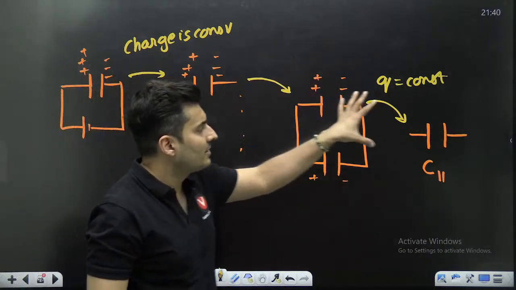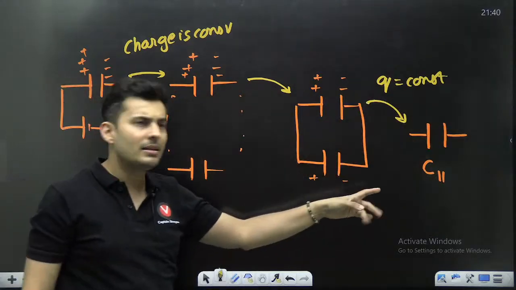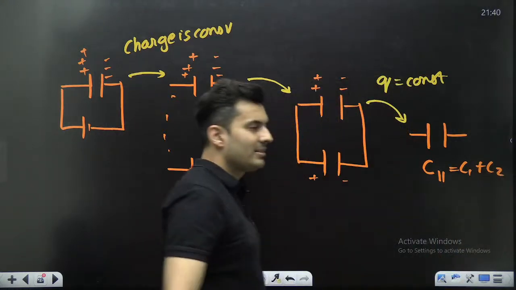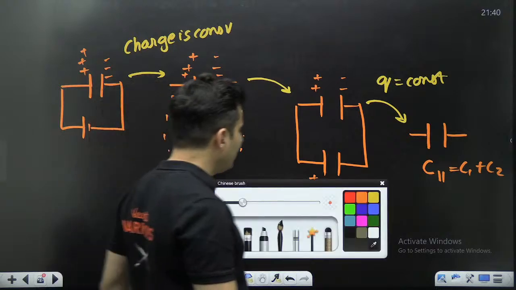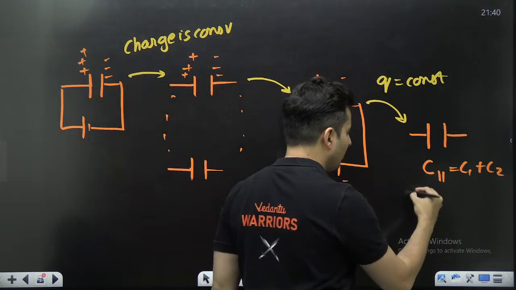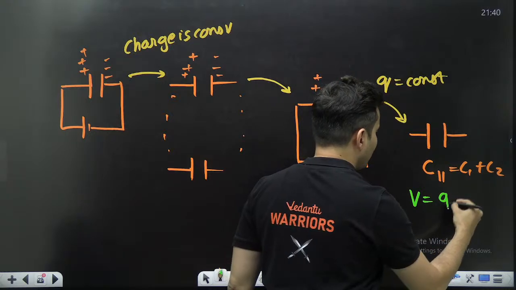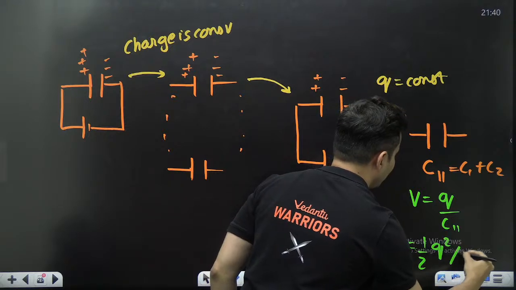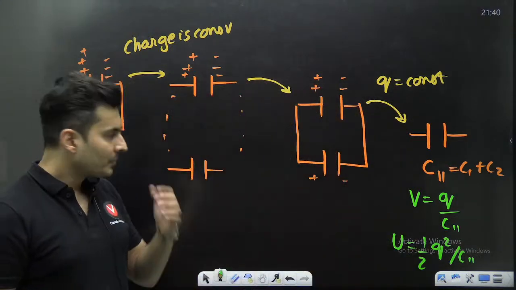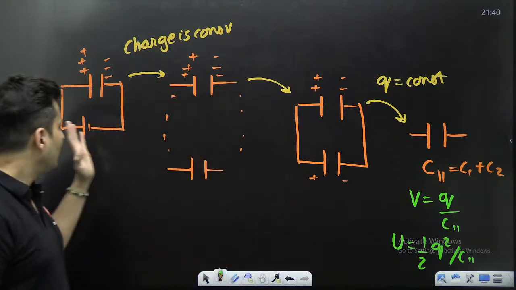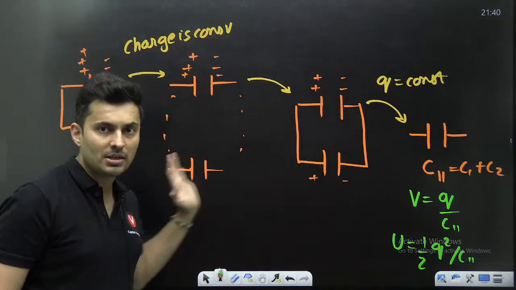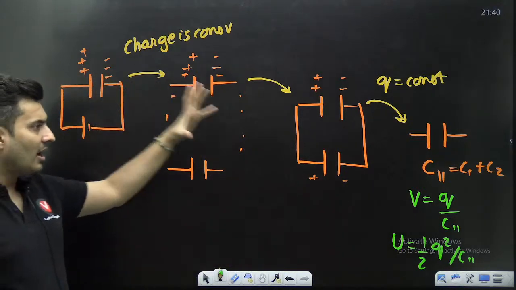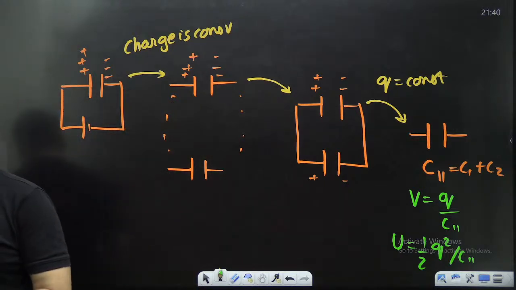If you remember that the charge is conserved, you can solve the problem very easily, because you also know C parallel is just your C1 plus C2. So now finding anything becomes very easy. Like for example, potential. Potential will be nothing but Q by C parallel. Energy will be half Q square by C parallel. So that kind of things. So you can find potential, energy. If you know the initial energy or potential, you can find the potential difference, energy difference, energy loss, anything. So that is how these questions are supposed to be solved.